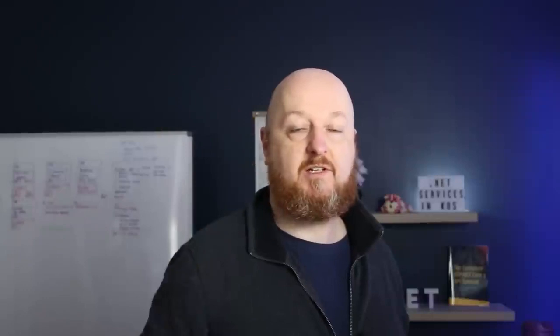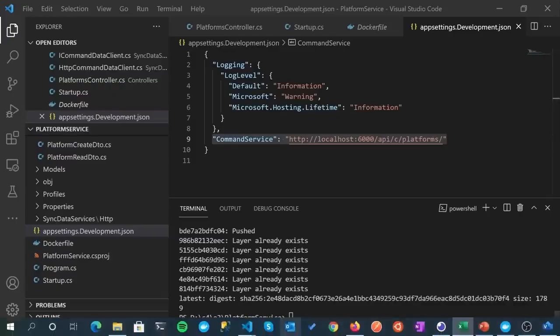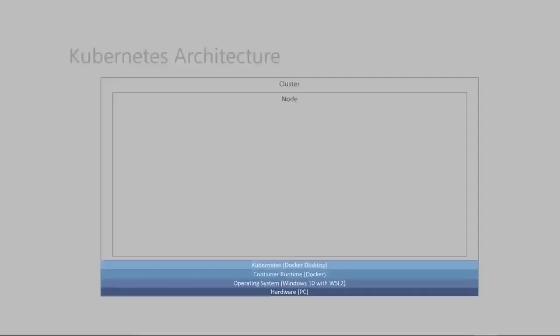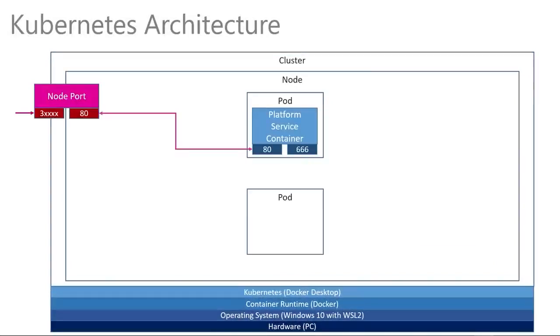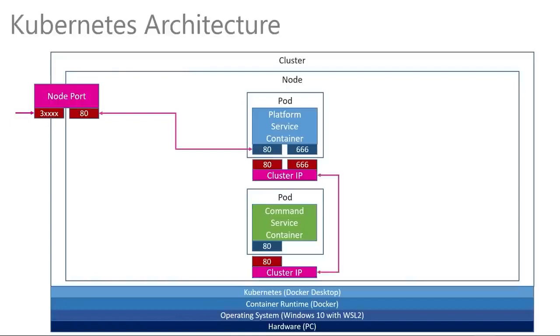What we need to do now is put our platform service into Kubernetes and then wire up these 2 services using cluster IP addresses. So we're going to do that next. All right, so let's just do a quick sense check again of where we're at and what we've done. We have our platform service running in Kubernetes, and we have our node port set up. We do not yet have our command service running in Kubernetes, but we have it running locally, and we had established connectivity between the 2.